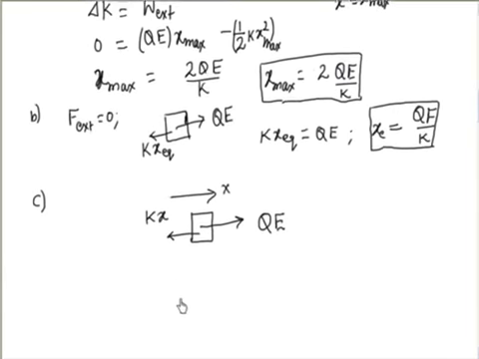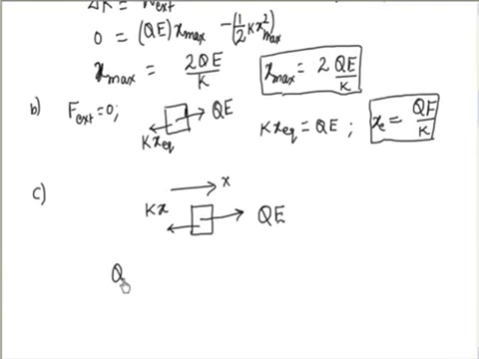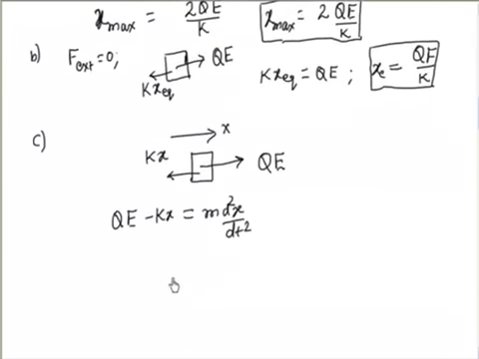So now I can write the equation. QE minus KX is equal to mass into acceleration, so m, and acceleration is d2x by dt square. So this is my equation. Now this is a simple harmonic motion. It does not look like simple harmonic motion, but basically this is a simple harmonic motion. You can solve this one.